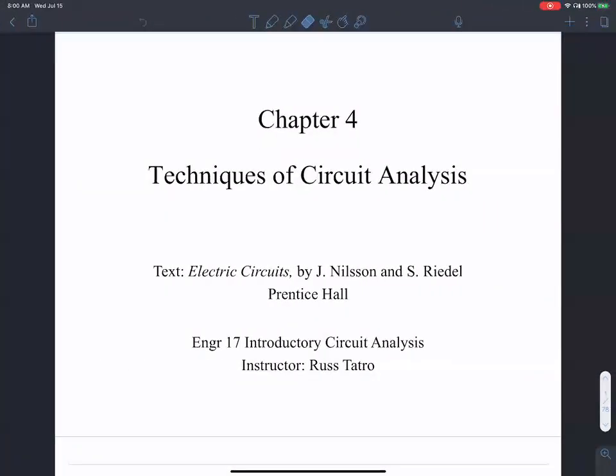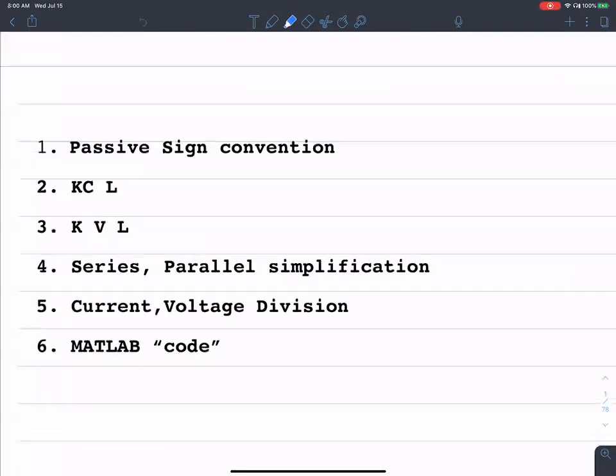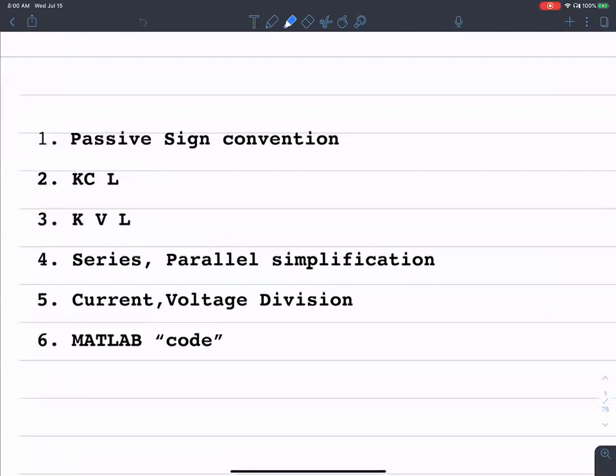Okay, we started with chapter 4. We started with chapter 3, finished chapter 3 in the last class. In chapters 1, 2, and 3, if I have to quickly summarize what we learned in these chapters, it's all about giving you a set of techniques. And as the semester progresses, I'm going to add to these techniques.